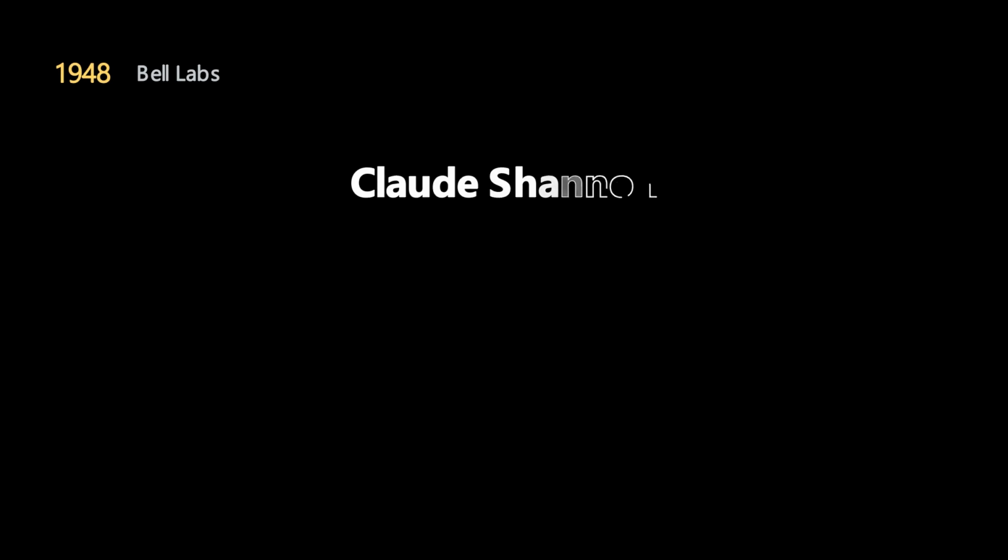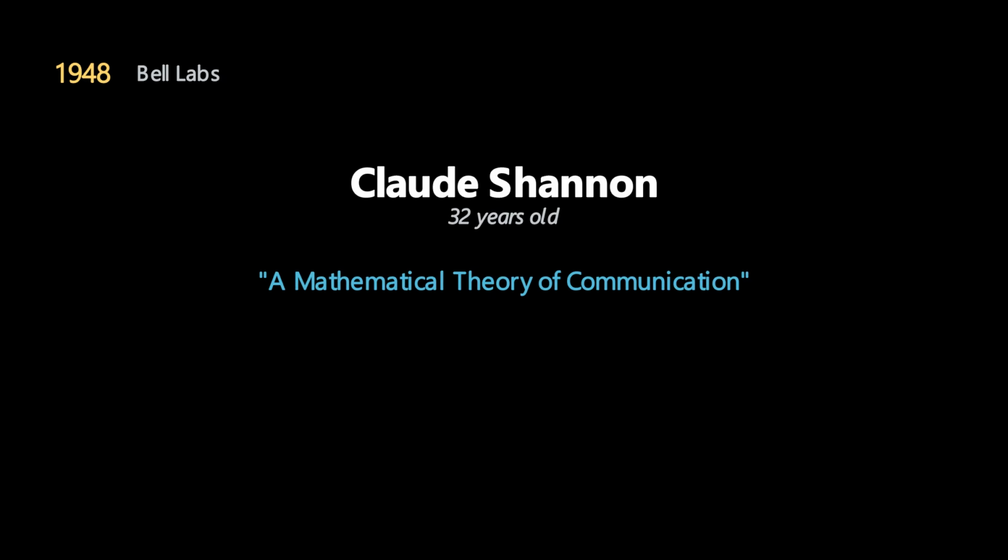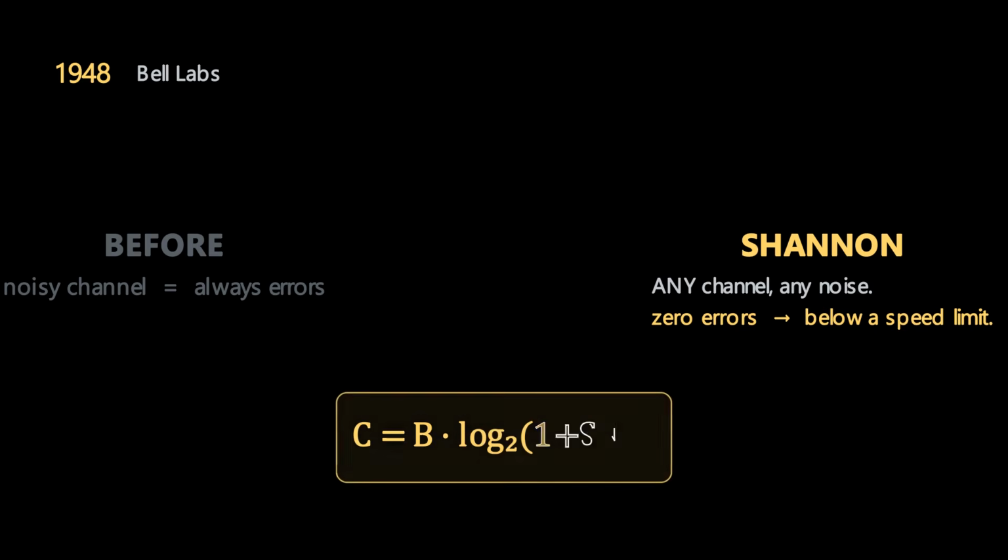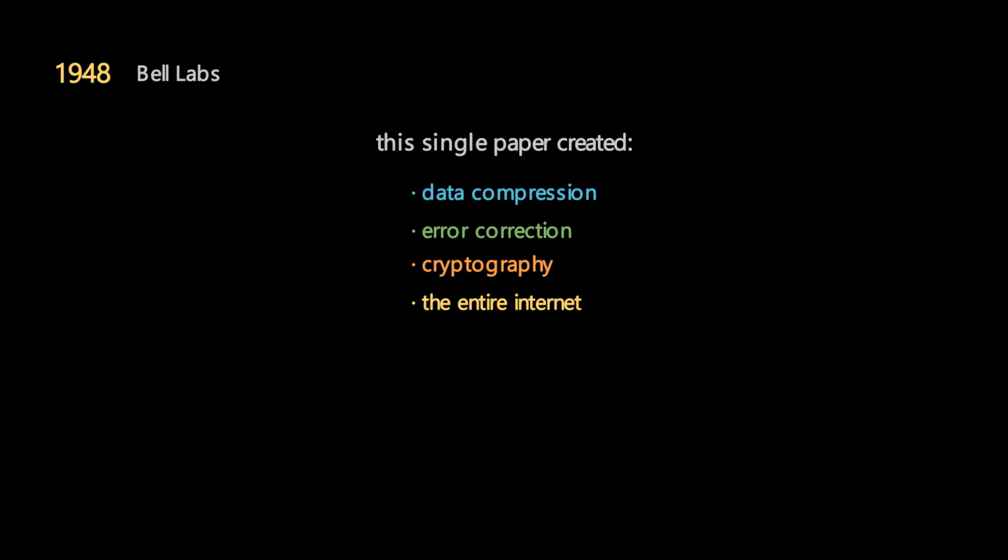Let's go. In 1948, a 32-year-old engineer at Bell Labs named Claude Shannon published a paper called A Mathematical Theory of Communication. Before this paper, engineers thought a noisy channel meant you'd always get errors. Shannon proved something nobody believed, that for any channel, no matter how noisy, you can transmit data with 0 errors as long as you stay below a specific speed limit. And then he gave them the equation for that limit. This single paper created modern compression, error correction, cryptography, and the entire internet.